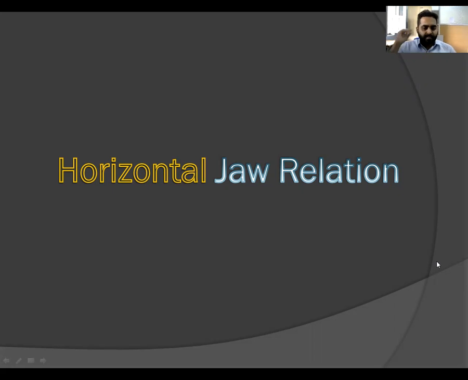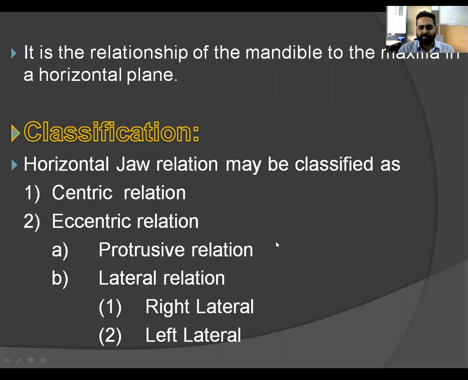Good afternoon, everyone. Today we are going to start with the horizontal jaw relation, that is also known as centric relation. Okay. In last class, we discussed the various types of jaw relation and vertical jaw relations. Today we are going to start with the next topic, that is the horizontal jaw relation. So basically, as the name indicates, it is the relationship of the mandible to the maxilla in the horizontal plane. Okay.